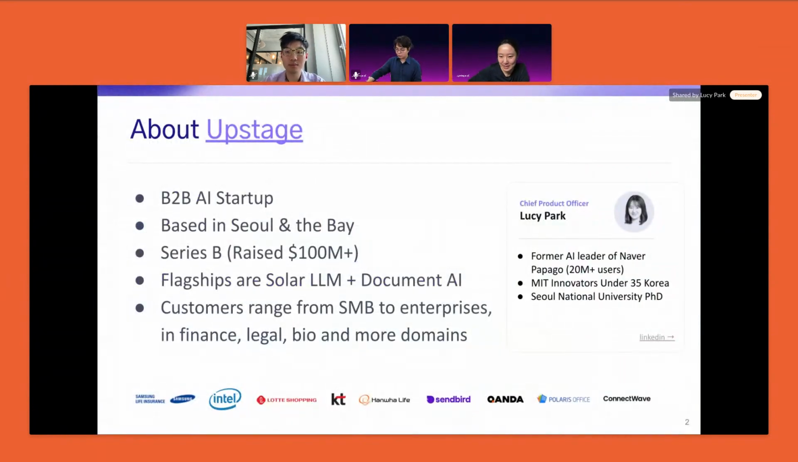First, let me introduce Upstage. Upstage is a B2B AI startup based in Seoul and Bay Area. We are currently in Series B, having raised over 100 million. Our flagships are Solar LLM and Document AI, serving a range of customers from SMBs to large enterprises across various domains such as finance, legal, and bio. We have served multiple enterprise customers until now, including Samsung, Intel, Lotte, KT, and so on.